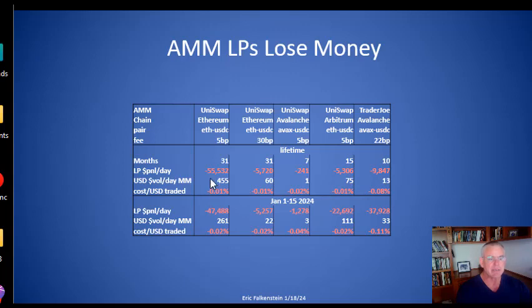The bottom line is they're losing a lot of money. They lose about 1 to 8 basis points per dollar going into these pools. For a big pool like Uniswap, that's 55 grand a day. For a smaller pool like Trader Joe, it's 10 grand a day. But again, it's 1 to 8 basis points, and this is over the history of these pools.